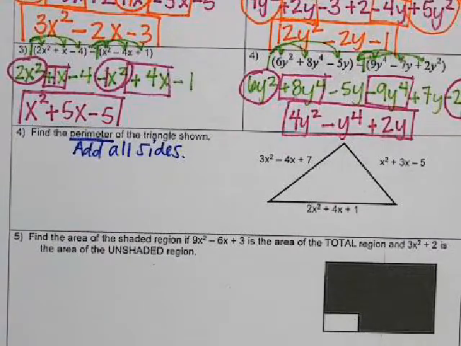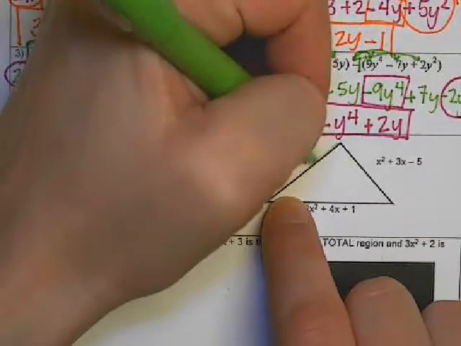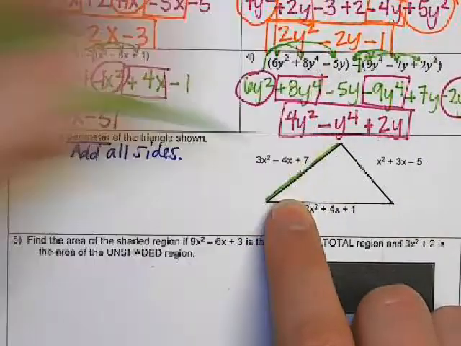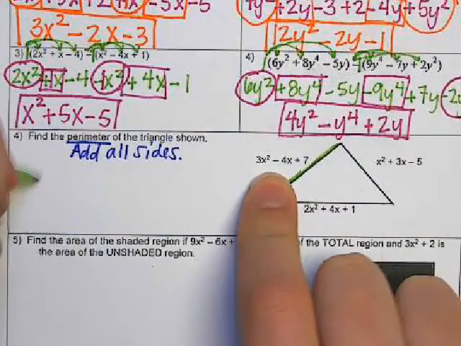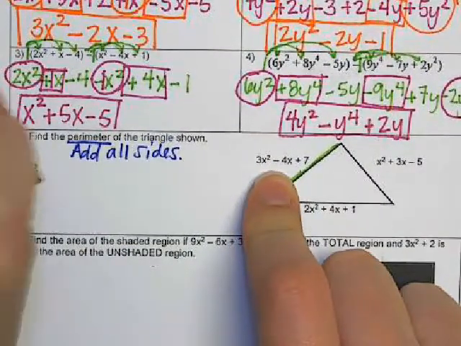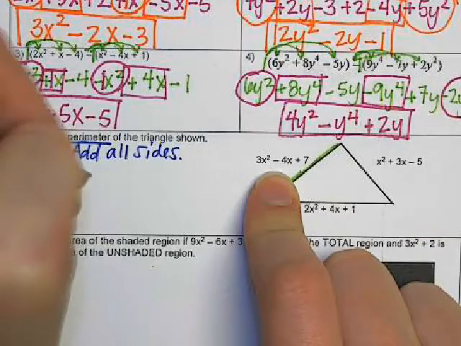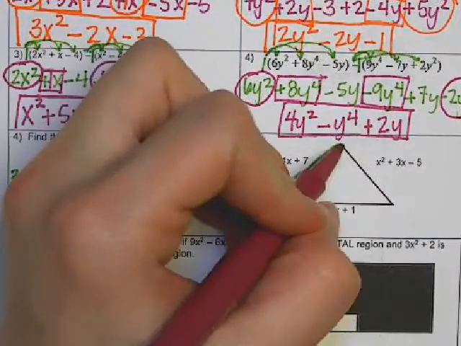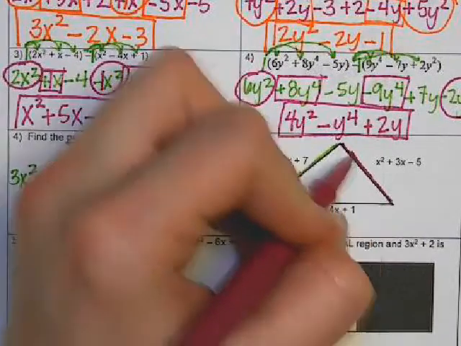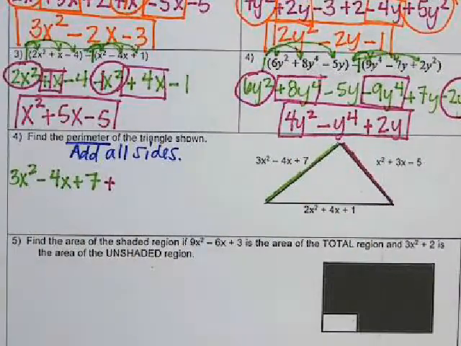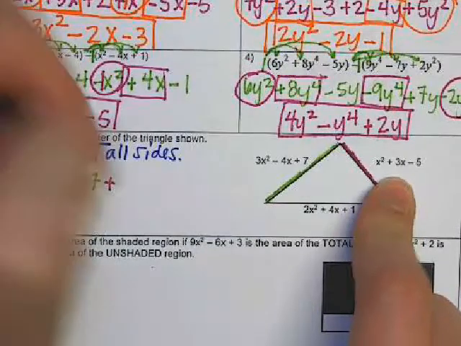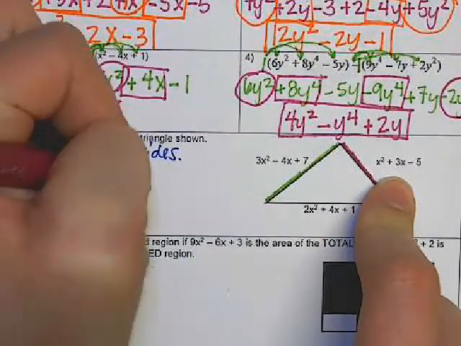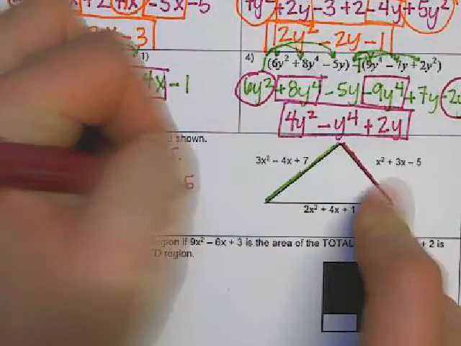Okay, so that's exactly what we're going to do. It doesn't matter what side you start with. I'm going to start with this side right here. So I'm going to start with 3x squared minus 4x plus 7. And then what am I going to do to the next side? I'm going to add them. So I have to do a plus sign because I'm adding. And then I write the next side. X squared plus 3x minus 5.